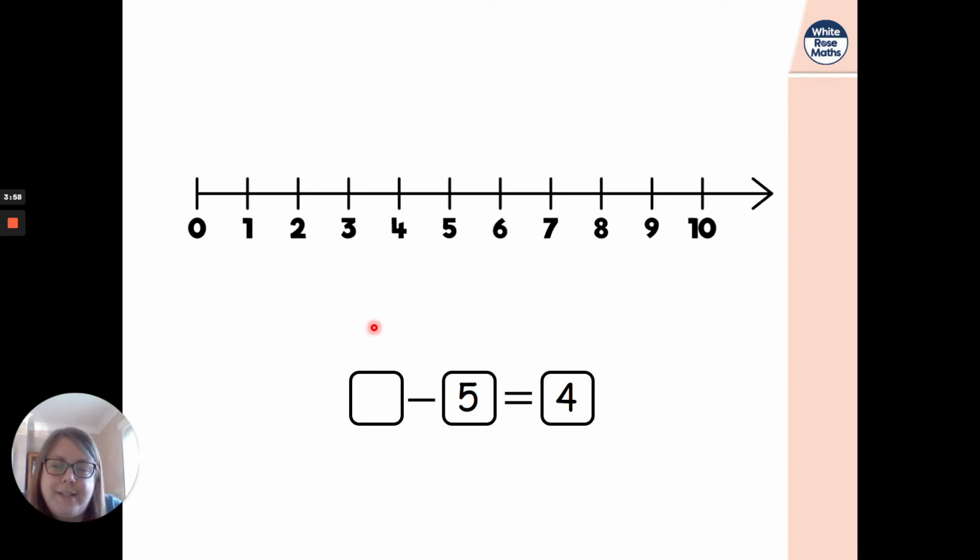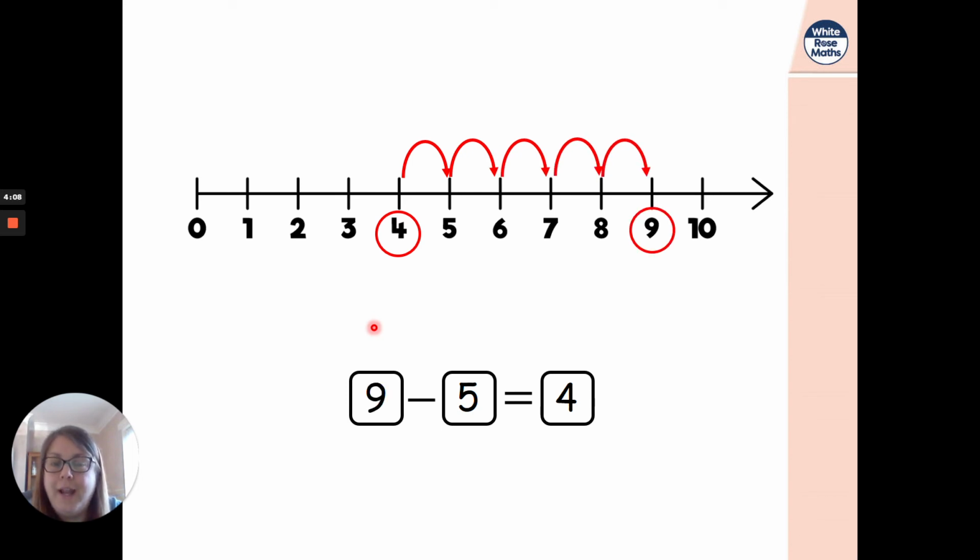So I didn't tell you where to start and how many jumps that time. I wonder if you managed to do it. So we would start at 4 and we would jump 5 along. 1, 2, 3, 4, 5. That takes us to 9. Well done if you did that. And then I'm going to check by counting the other way. 1, 2, 3, 4, 5. Yeah, 9 take away 5 equals 4. I managed to get that one right.